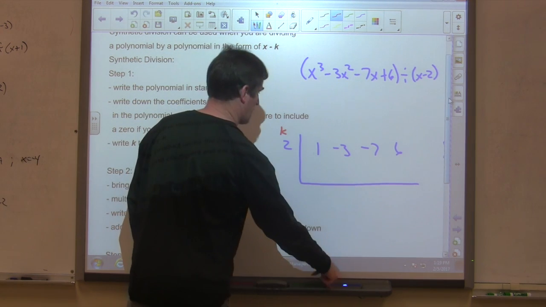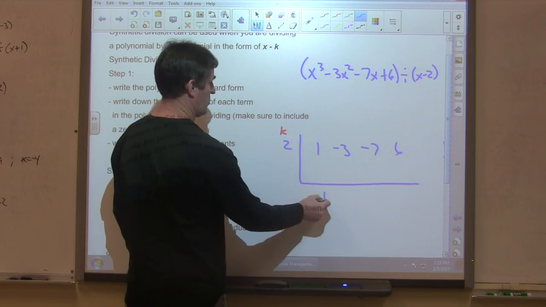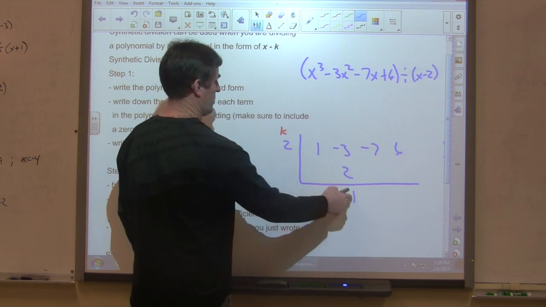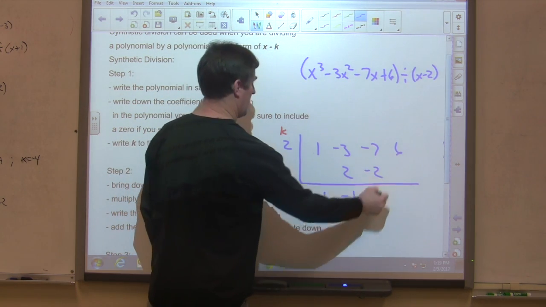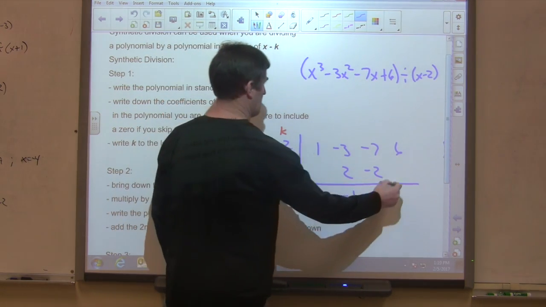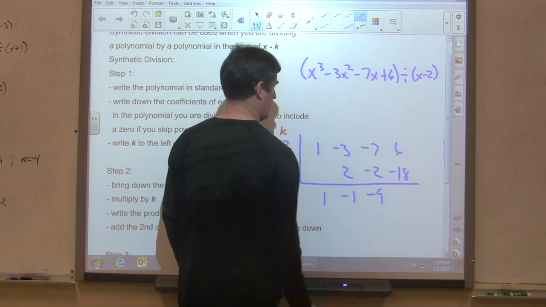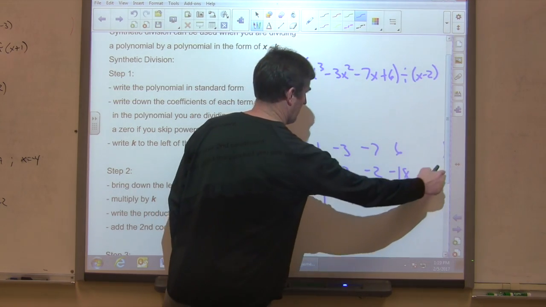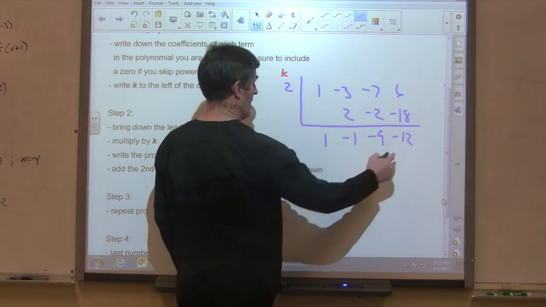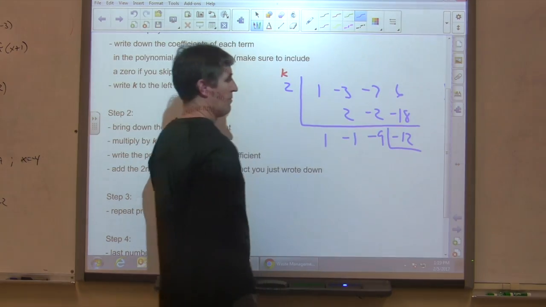We bring down the first number, which is 1. We multiply 2 times 1 is 2. Add, negative 1. 2 times negative 1 is negative 2. Add, negative 9. 2 times negative 9 is negative 18. Add, negative 12.